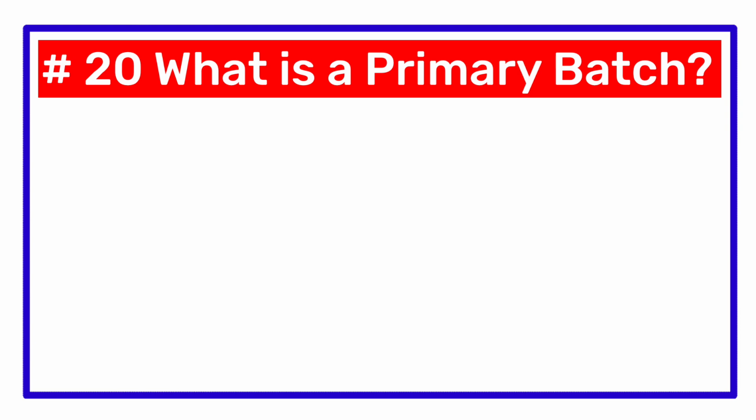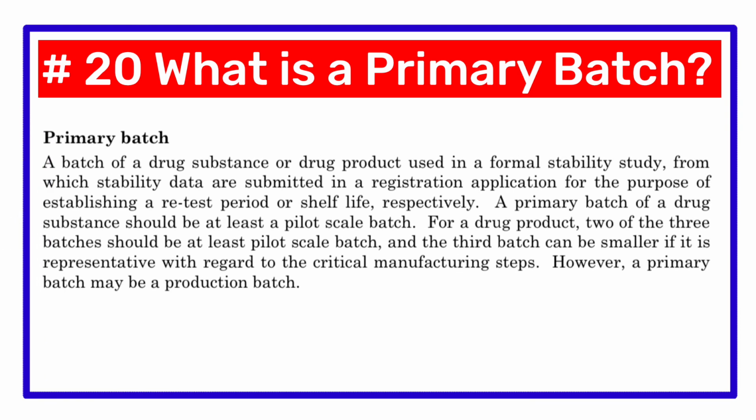Question number 20. What is a primary batch? So the answer to the question is primary batch means it is a batch of a drug substance or a drug product which is used in a formal stability study, and the data obtained from the primary batch is submitted in a registration application for the purpose of establishing a retest period or shelf life respectively.